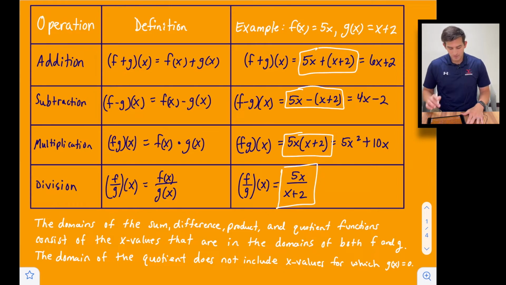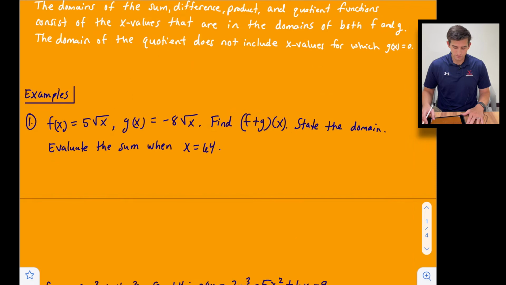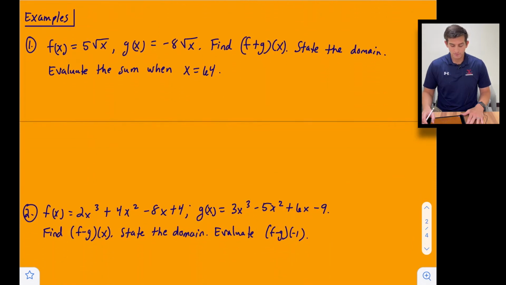Now, the one operation that we need to be careful with is division. It says the domain of the quotient does not include x values for which g of x is equal to 0. The reason is that we're dividing by g of x, and as we know, we can't divide by 0. So that's just one little caveat we have to remember when talking about the domain. We're going to look at four examples, one for each operation.